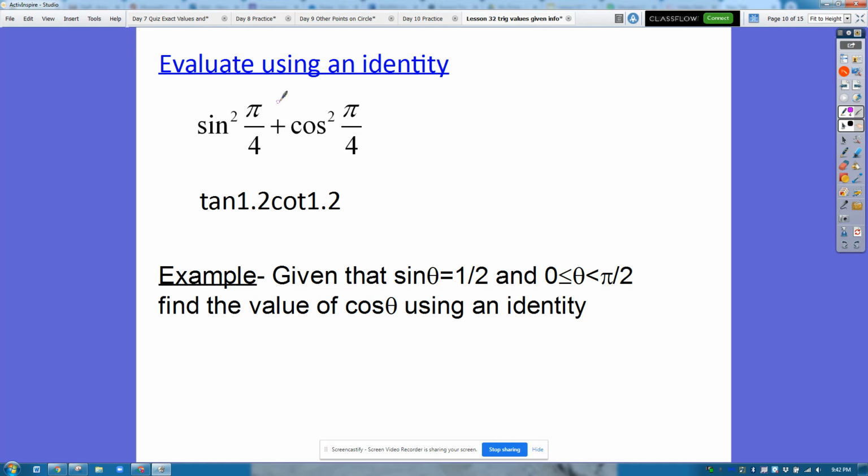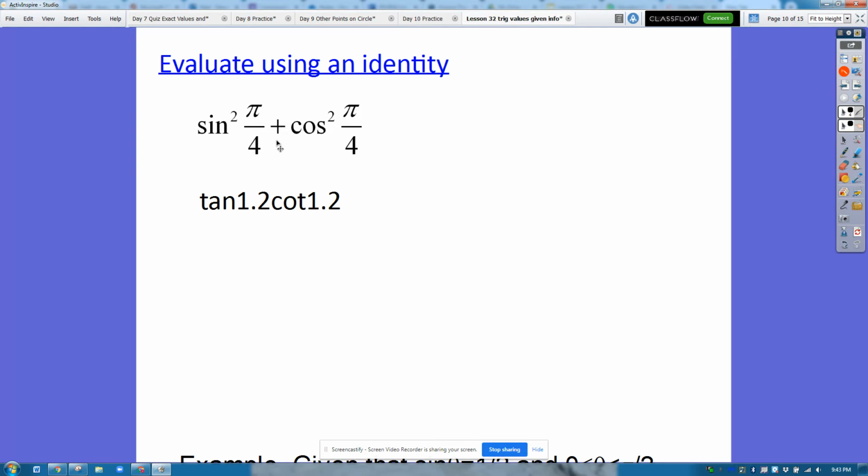So here are 2 examples where we could use these identities we were just looking at. Something like sine squared of pi over 4 plus cosine squared of pi over 4. Right? If you saw that, you could do sine of pi over 4, which is root 2 over 2, and square it, plus cosine of pi over 4, root 2 over 2, and square it. You could actually prove to yourself that this is 1. But let's just say here, this is the identity. Sine squared of anything plus cosine squared of that same thing is always 1. So I'm evaluating, so the answer is just 1.